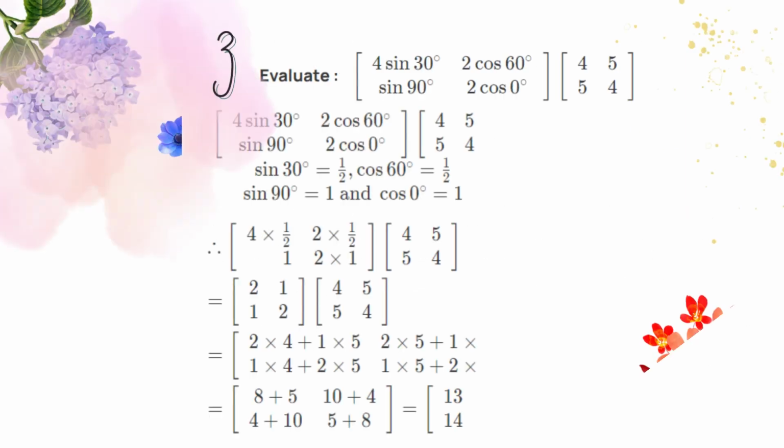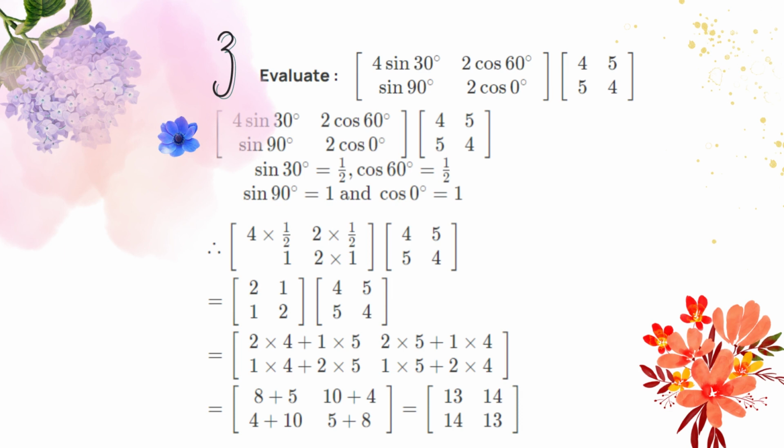Next question. This question also contains trigonometry, so make sure you're thorough with all the values of the trigonometric ratios. Evaluate the matrix product with entries 4 sin 30, 2 cos 60, sin 90, and 2 cos 0, times the matrix 4, 5, 5, 4.